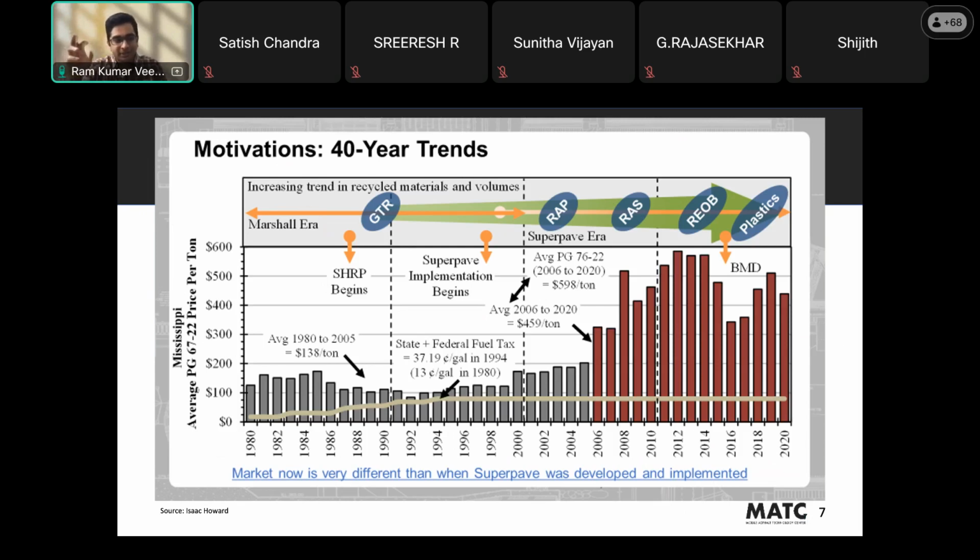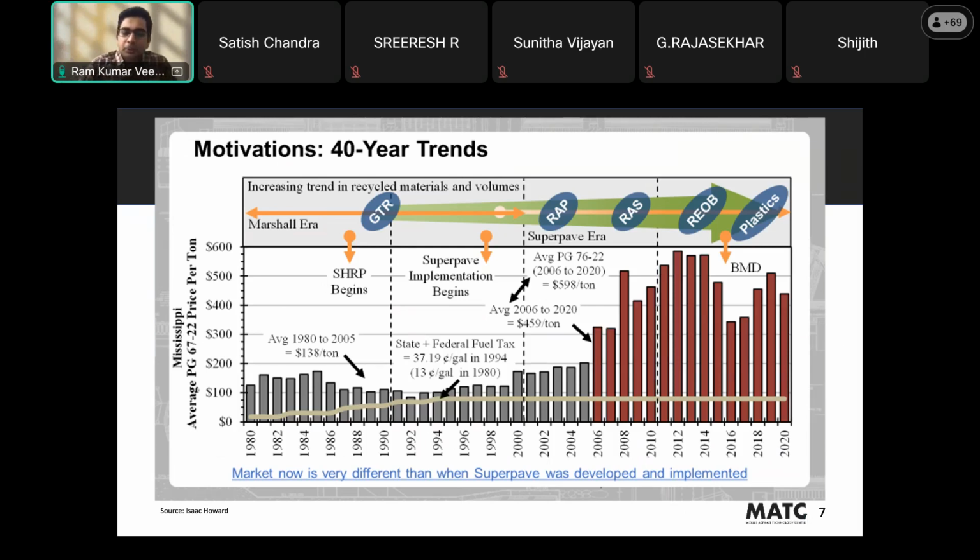And over the years, you would see at the top, there's been an increasing trend in the use of recycled materials and volumes. Materials like ground tire rubber were introduced in the 1990s, and then the introduction of RAP in the early 2000s, and then RAS in the late 2000s. Now recycled engine oil bottoms, and now plastics as well. So over the years, there's an increasing trend of using recycled materials and volumes.